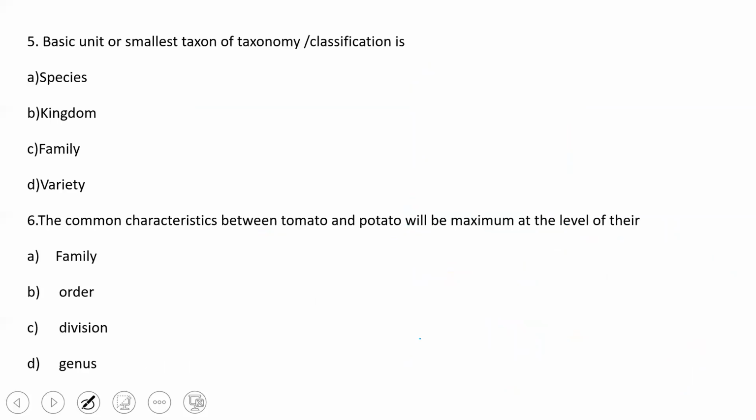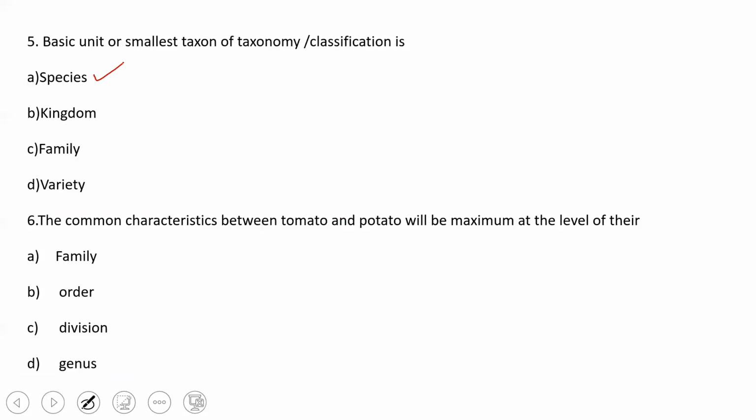The basic unit or smallest taxon of taxonomy or classification is, we know that species forms the lowest category and kingdom forms the highest category. So the basic unit of classification is the taxon, and that taxon which is representing the taxonomy category is nothing but species. Species is the lowest or the smallest taxon of taxonomy or classification. Then next question.